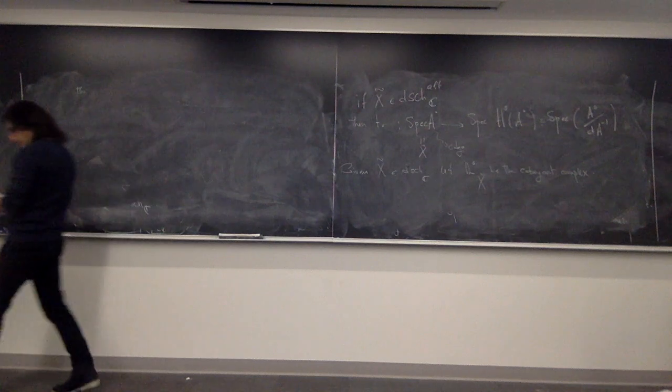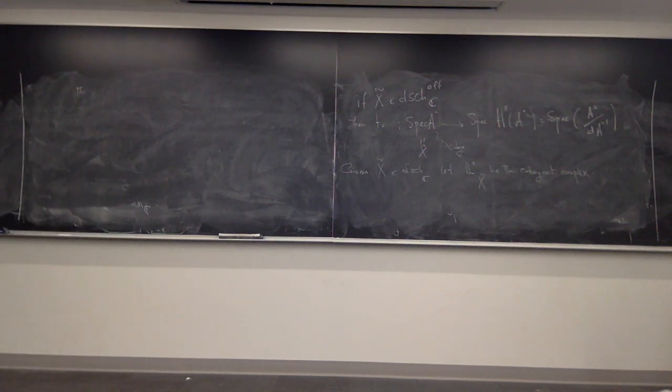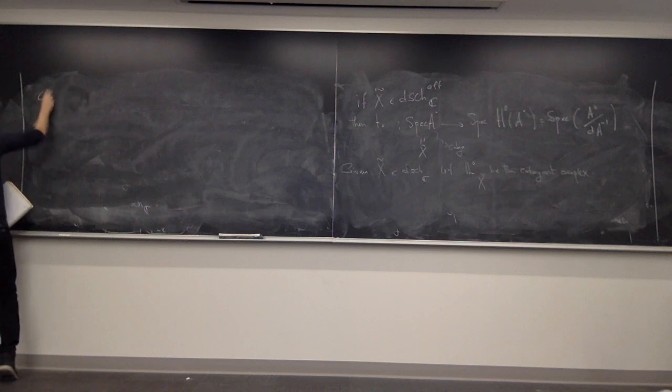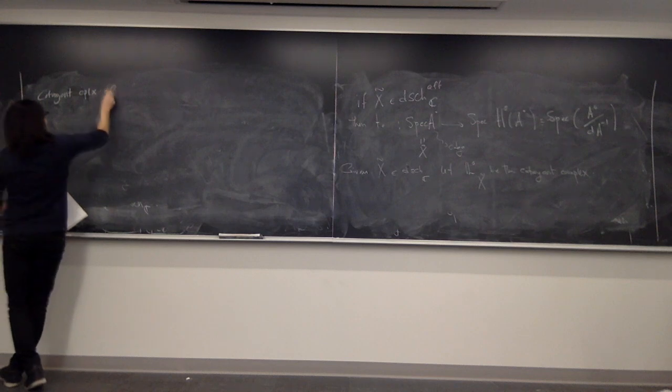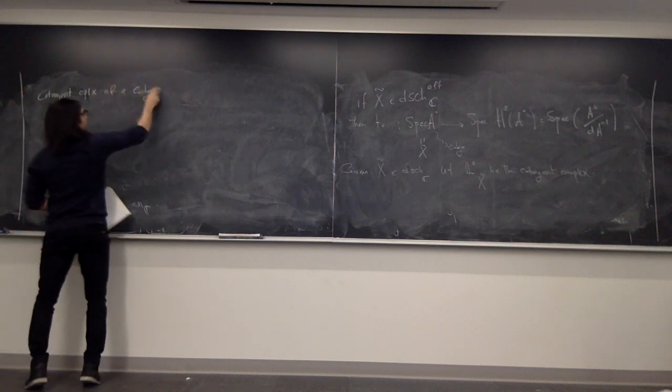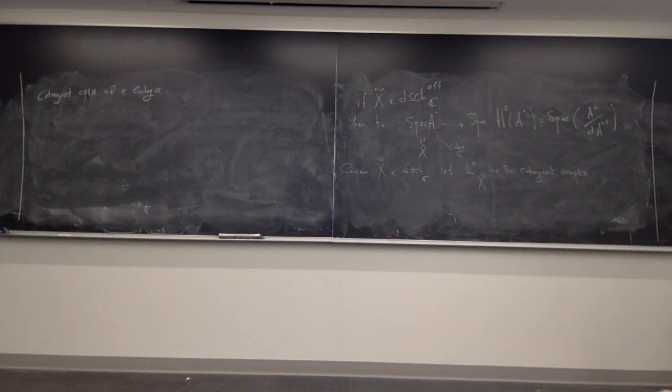Okay. So right now I'm going to talk about the cotangent complex of a CDGA. These CDGAs are going to be giving us the local affine charts for our derived schemes, right? So let's first talk about those.